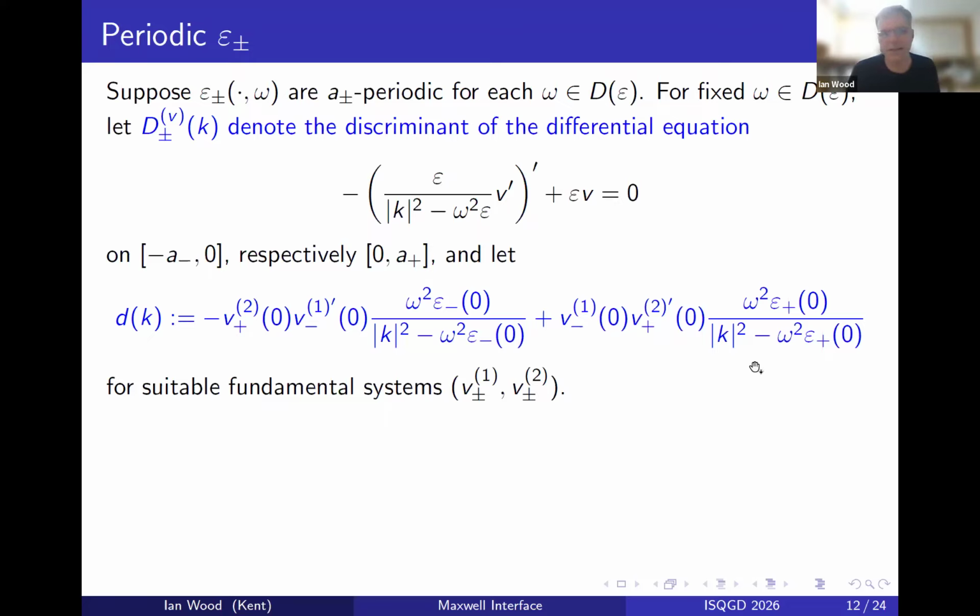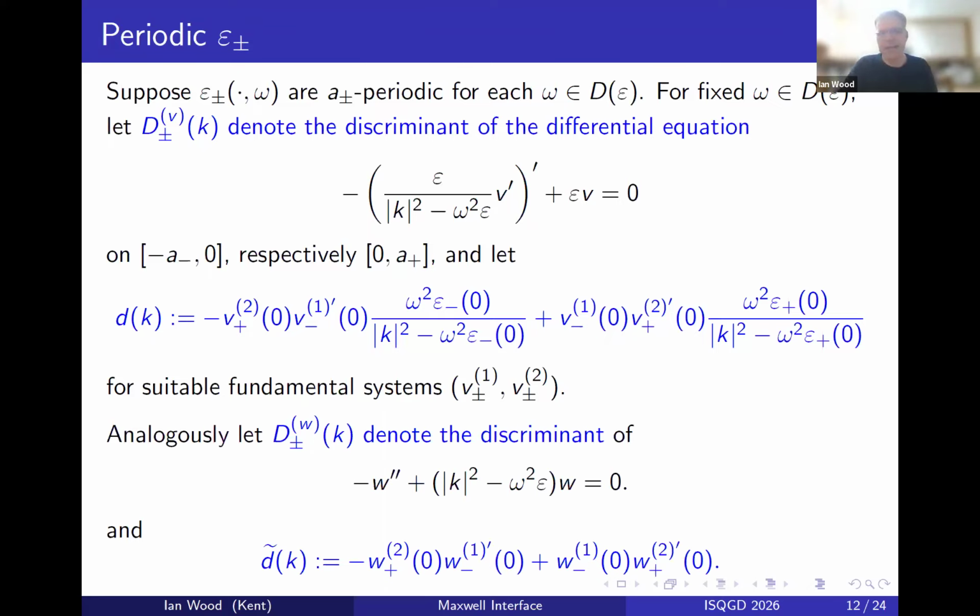and this is something like a Wronskian that we get from this problem. Now, I'm just saying here for suitable fundamental systems. So in the case when the discriminant is outside of minus 2, 2, then this V1 minus is going to be the solution that decays at minus infinity, and the V2 plus is going to be the solution that decays at plus infinity. So this is a condition that depends in that case on the two decaying solutions in the different half planes, and it's somehow coupling these two.